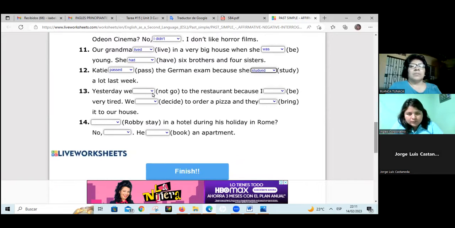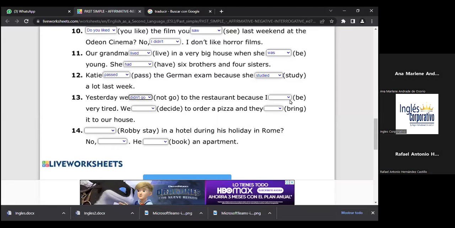Yesterday we didn't go to this restaurant because I was very tired. We decided. La segunda. Order a pizza and bring it. La segunda.